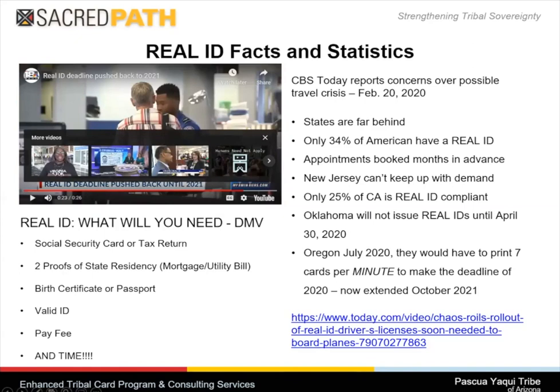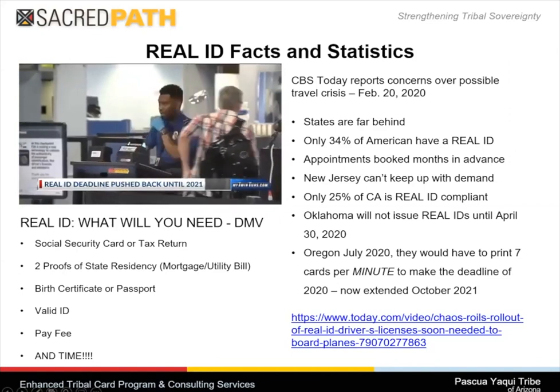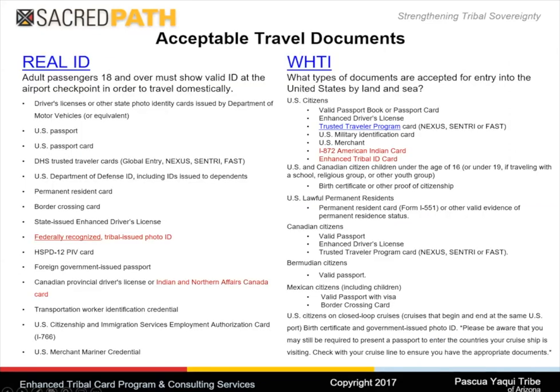It's also a time saving and a cost benefit to our members than them having to go to the DMV and make an appointment. They can just come to our department rather than wait hours in line. This is a list of acceptable documents under Real ID and WITI, depending on what type of travel you're planning on doing.